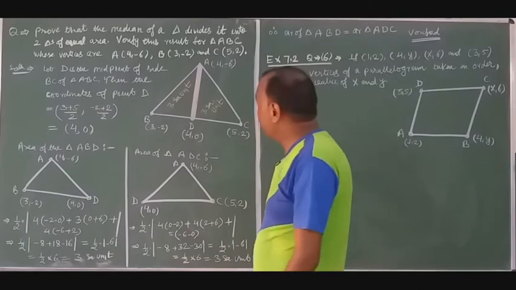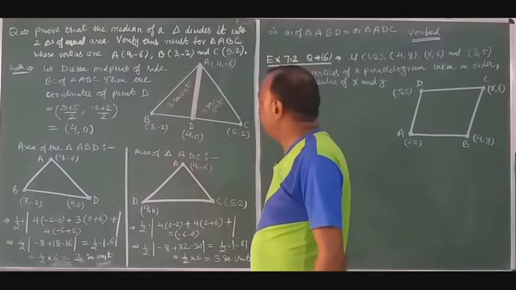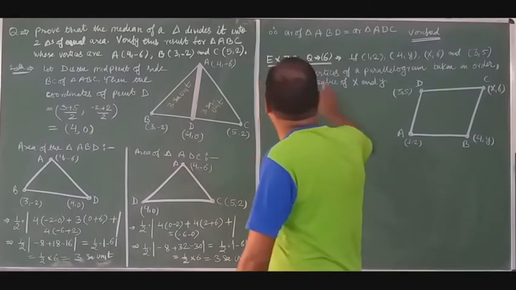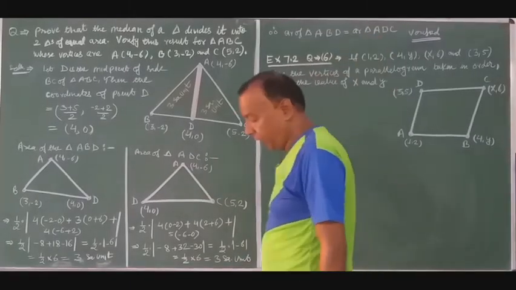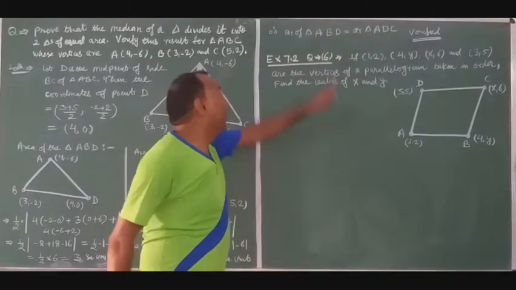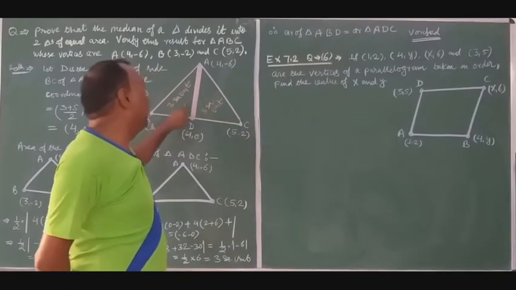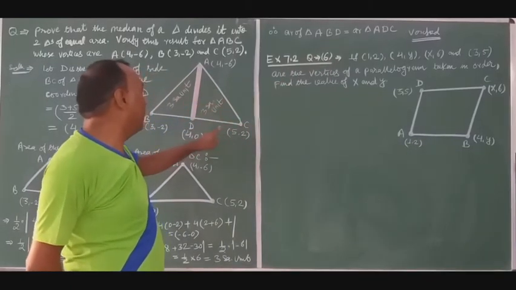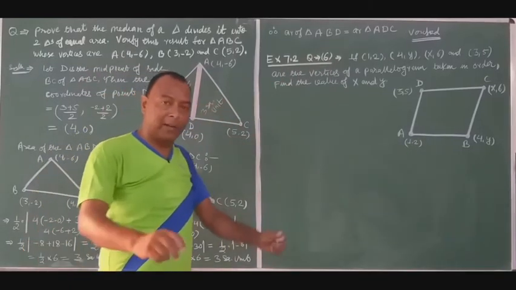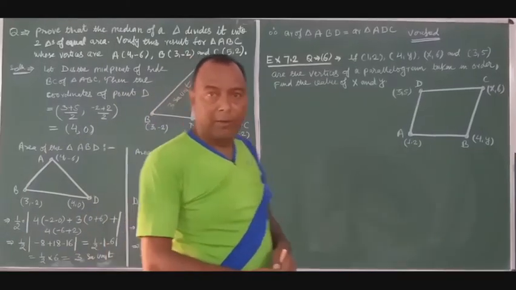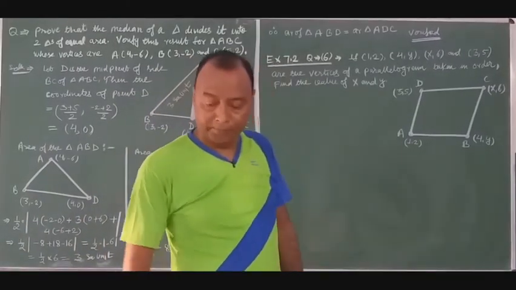We are observing that the area of triangle ABD is equal to the area of triangle ADC. Is it okay? The area of triangle ABD is equal to the area of triangle ADC, and this is verified now.